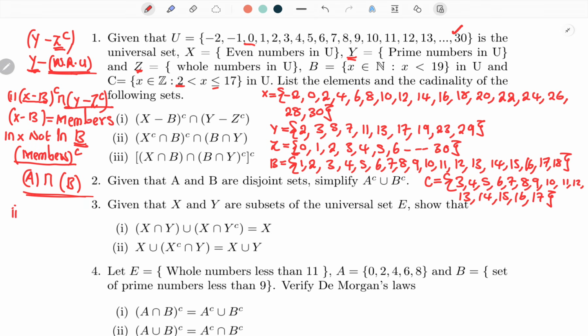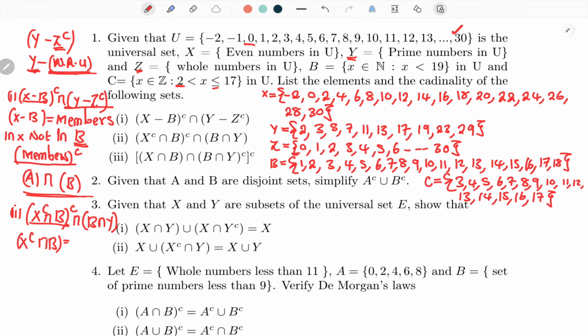You go to the second one. How do you go about the second one? They've given you x complement intersection B, then complement, then intersection B intersection Y. So how do you go about this? It's very simple. Work out whatever is in the brackets. So you're going to say x complement intersection B. How do you find this?